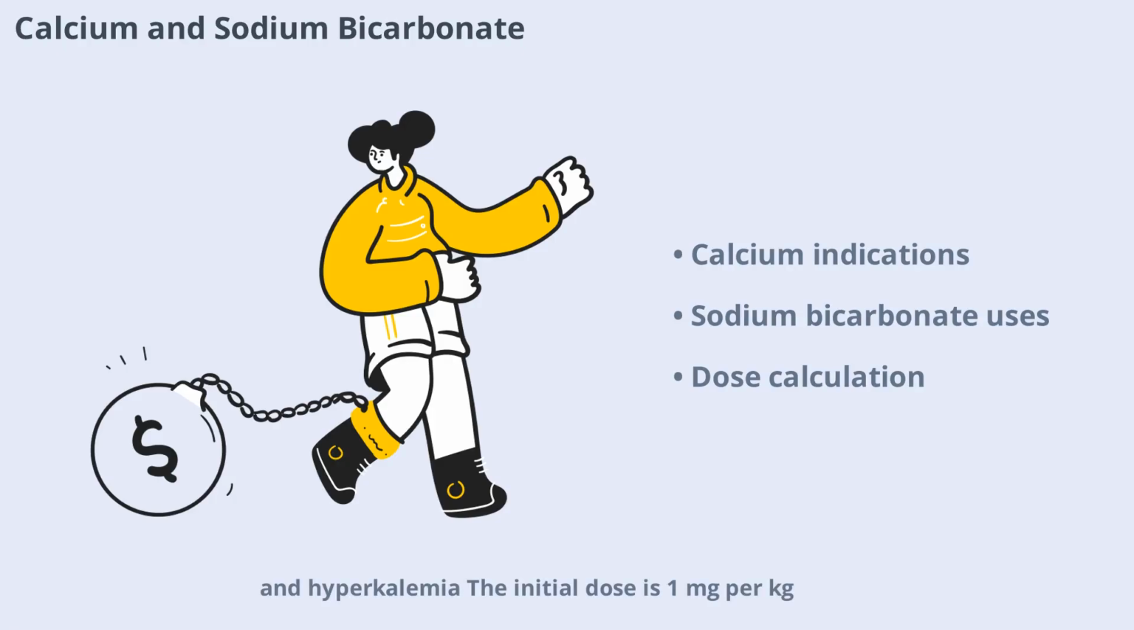The initial dose is 1 milligram per kg, with half the dose repeated every 10 minutes. If blood gases are known, the dose can be calculated as 0.3 times base deficit times weight in kg. These drugs address specific metabolic and electrolyte issues during resuscitation.